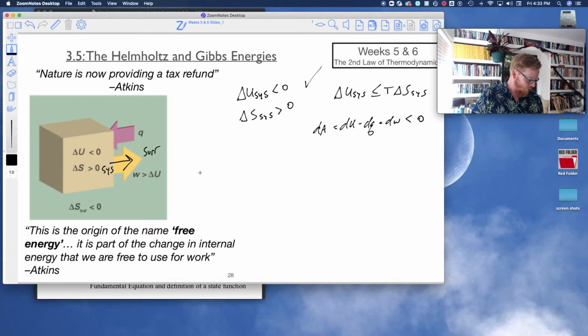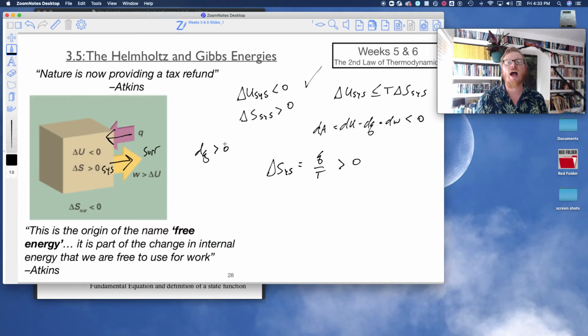And why is that? Well, that is because in order for this to happen, heat has to flow into the system. That's what's going on. You saw the picture there, but I didn't leave it described. In order for this to all be spontaneous, delta S system equals Q divided by T, which we know is greater than 0, which tells me dq had to be greater than 0, which means heat has to flow into the system to make this work happen. And even though this seems a bit paradoxical, the way that we can describe this is nature is now providing a tax refund. And that tax refund is the free energy. It's the change in internal energy that we are free to use as work.